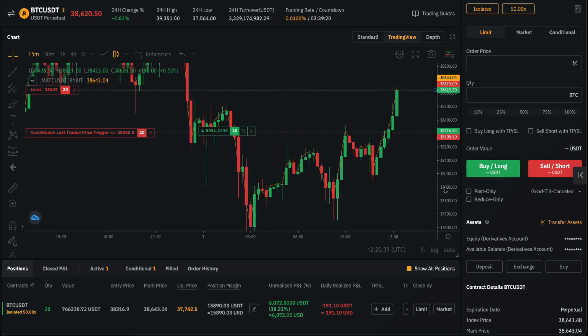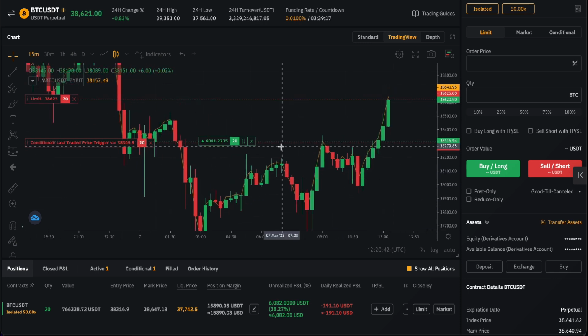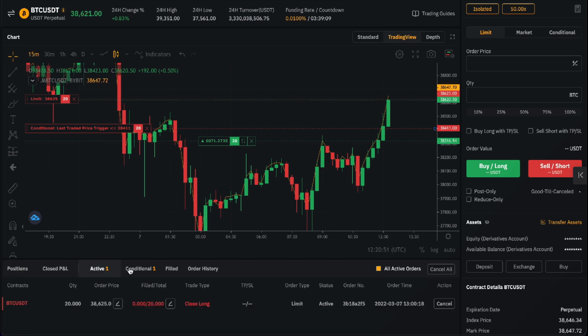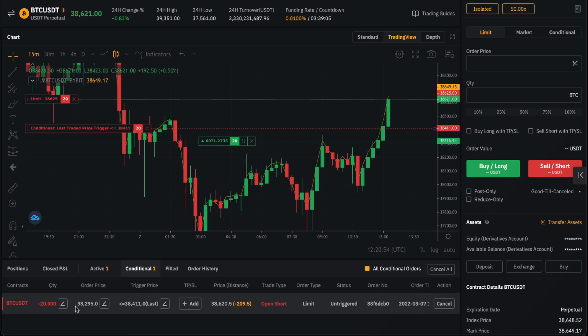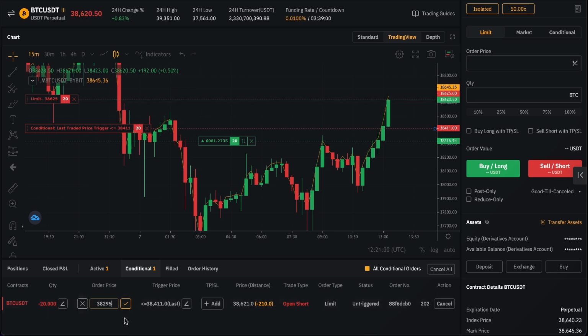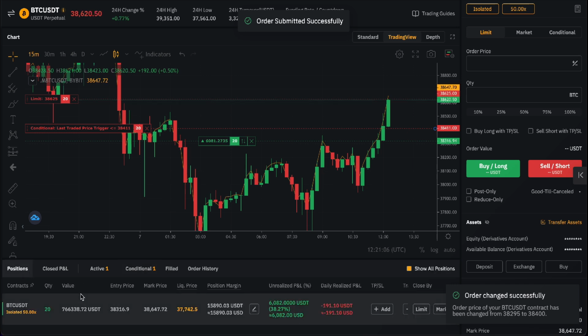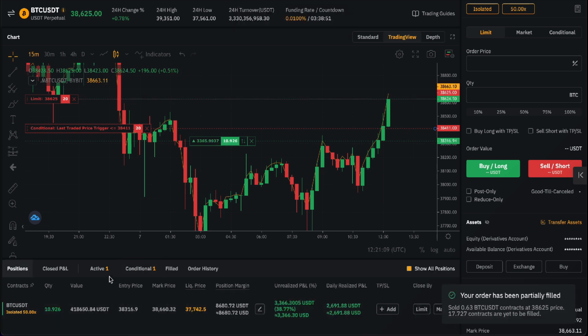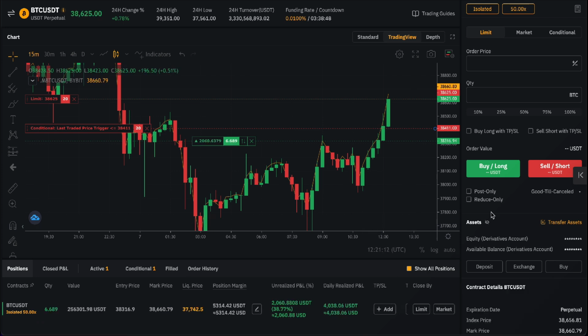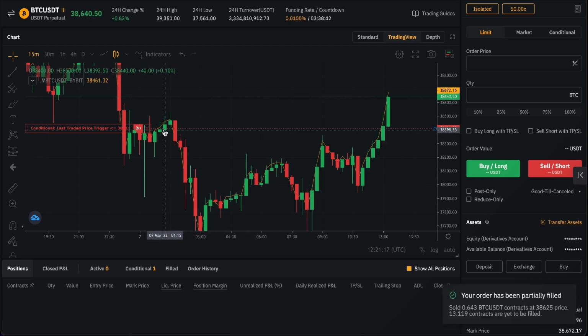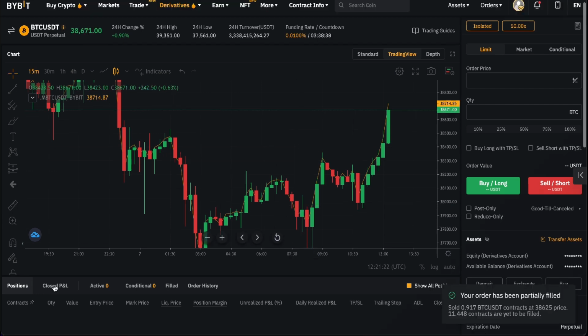And looks like we are about to hit these targets. I'm going to go ahead and move my stop. And we're getting filled here, taking profits. Beautiful. So let's cancel this conditional order and we're done. Beautiful.